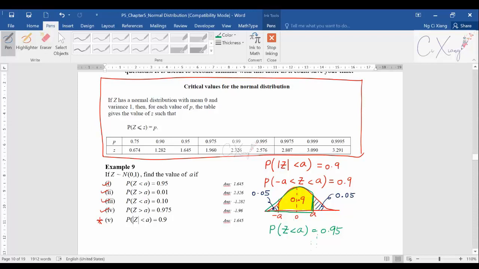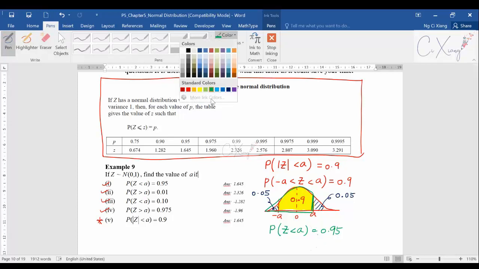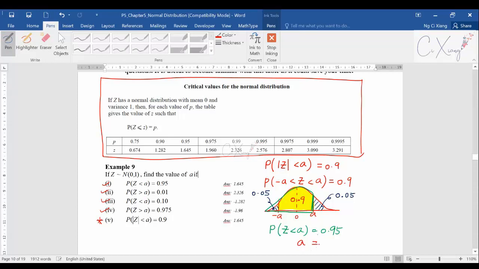So now, let's talk about this. We are using this pattern now: Z smaller than A equals 0.95. To get the value for A, I will look at the value of 0.95. Instead of finding it out from the table with the method that I taught you just now, you can always have a look and see, is there any special value here or not? Can you see that the 0.95 is here? And what is the value of Z? 1.645. So you can take 1.645 straight away. If you want to find the value from the top, also can, but this table sometimes will help you to save a bit of time.